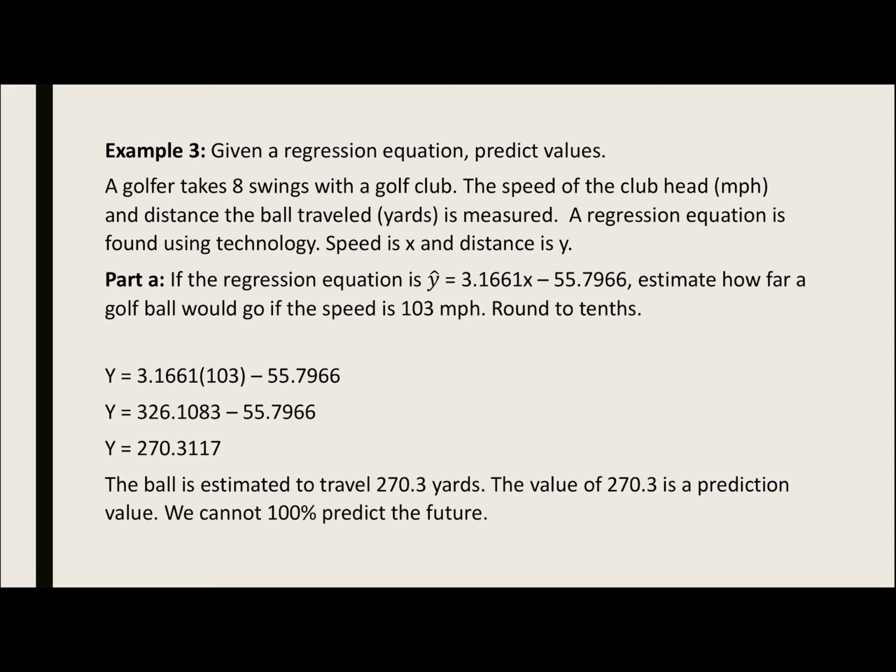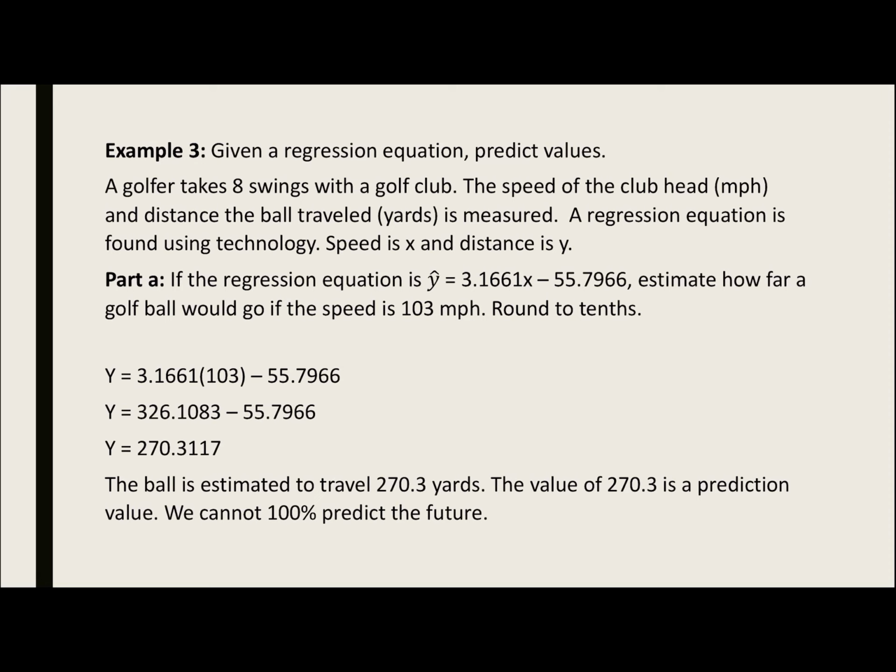If the regression equation is y hat equals 3.1661x minus 55.7966, estimate how far a golf ball would go if speed is 103 miles per hour. Round to tenths.